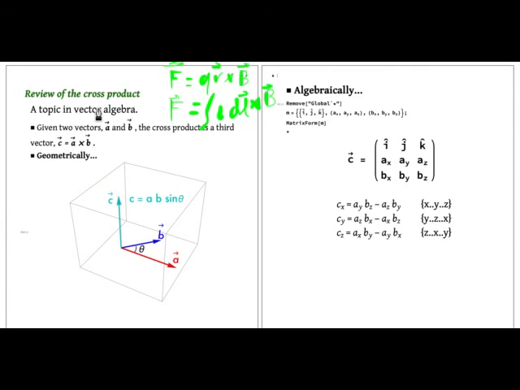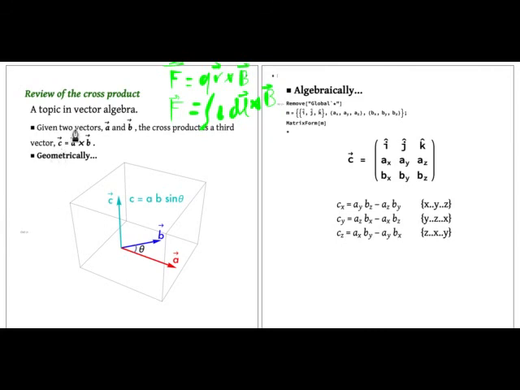Type into Google cross product of vectors and do a search. Look for the Wikipedia page on the cross product of vectors, and you'll get all the information you need. You'll probably get more information than you need. But let me just give you a quick refresher course on the cross product of vectors. If you're given two vectors, A and B, then the cross product is a third vector, C. So A and B are vectors, and A cross B is a vector. Let's call it C.